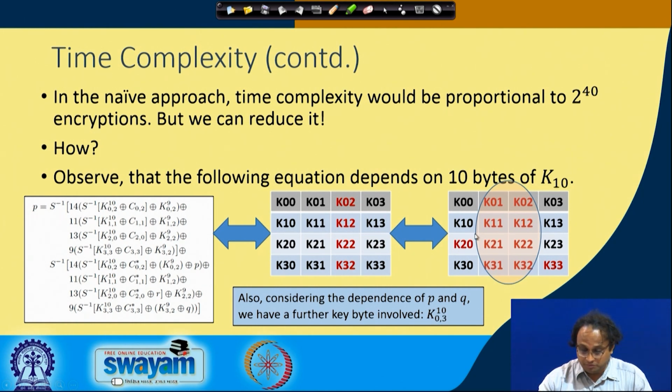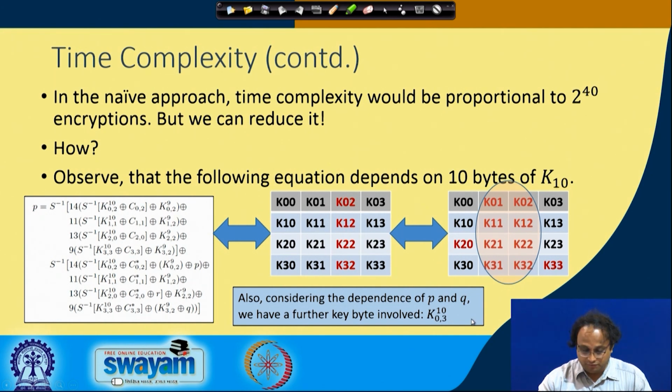Remember, this column depends upon these 2 columns of the 10th round. K02 is already covered in the 10th round key. You have K11, which is again covered. Then you have K20, which is this key byte, and then K33, for example, which is this key byte. So if you count, there are 10 key bytes which are affected. 4 plus 4 into 2 is 8, plus 2 which is 10.